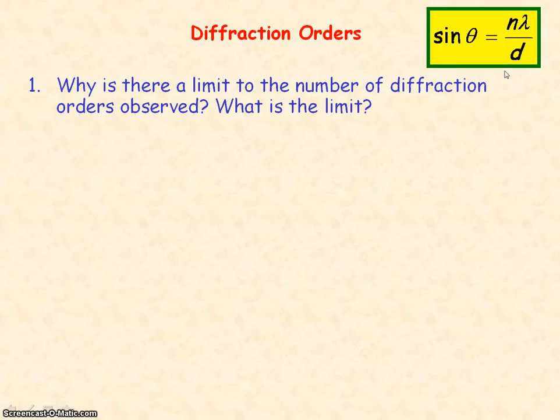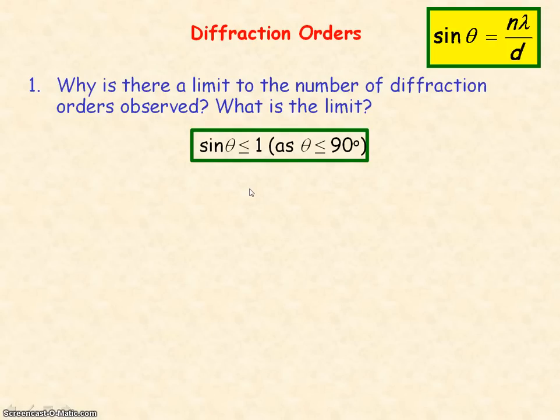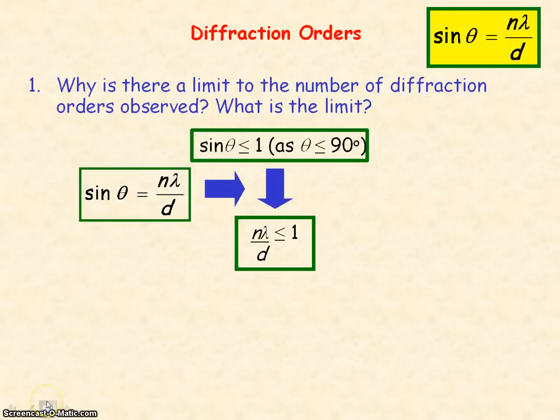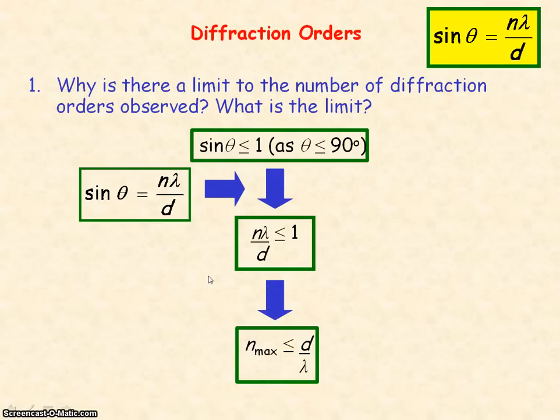According to this equation, there will be a limit to the number of diffraction orders observed, and that's because sine theta cannot be greater than 1. So the angle theta cannot be greater than 90 degrees. Theta over 90 degrees would mean that the light waves have been reflected back off the slits, which is impossible. So if sine theta cannot be greater than 1, then n lambda divided by d cannot be greater than 1. So the maximum value of n has to be less than or equal to d divided by lambda, the wavelength.